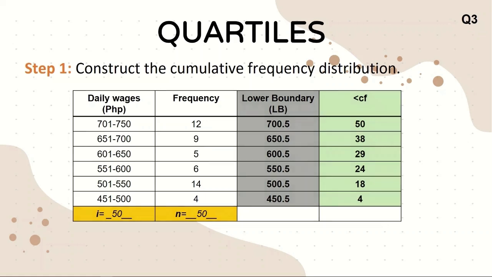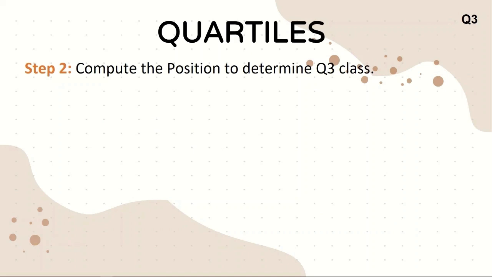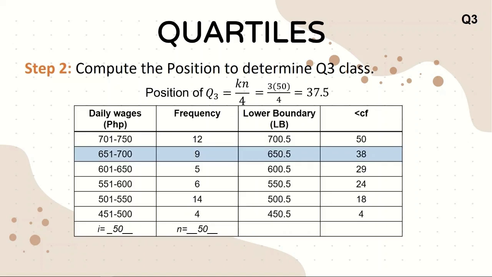For step 2, compute the position to determine the third quartile class. So we will be using again the formula for finding the position of the quartile, which is equal to k times n over 4. Since we have to find the third quartile position, k is equal to 3 and n is equal to 50. Therefore, the position of quartile 3 is 37.5.